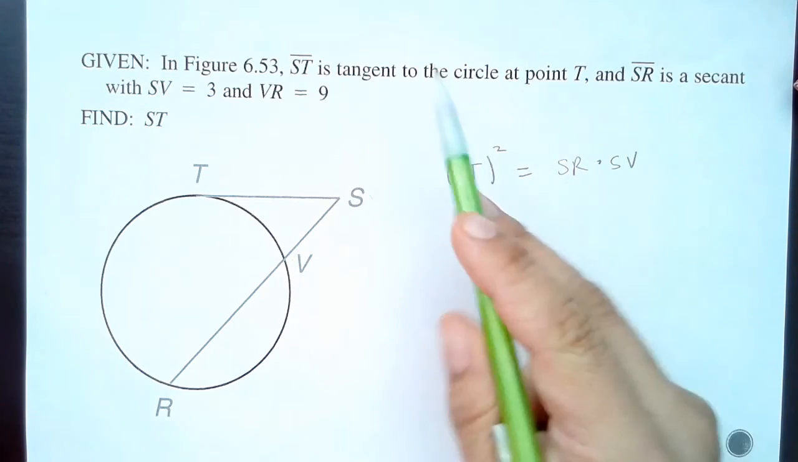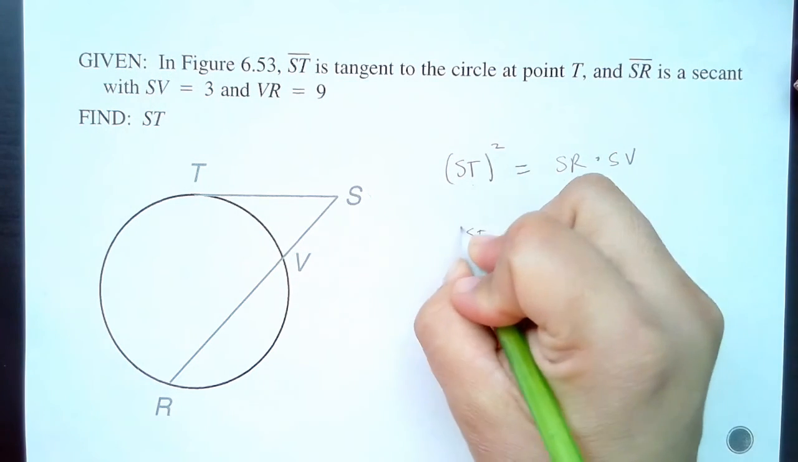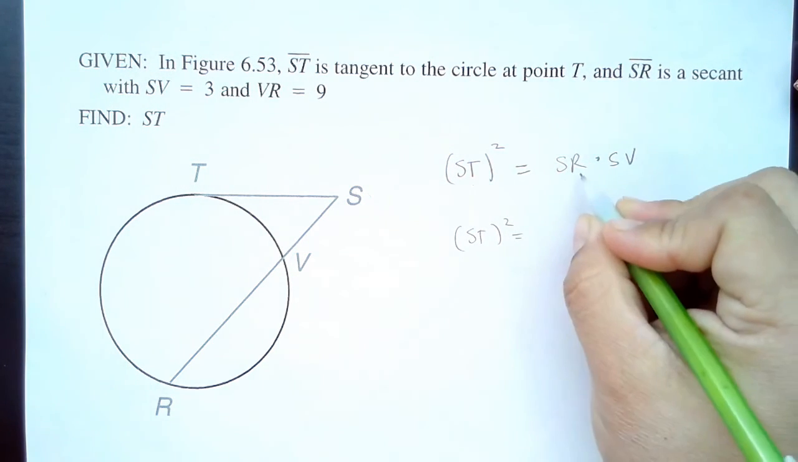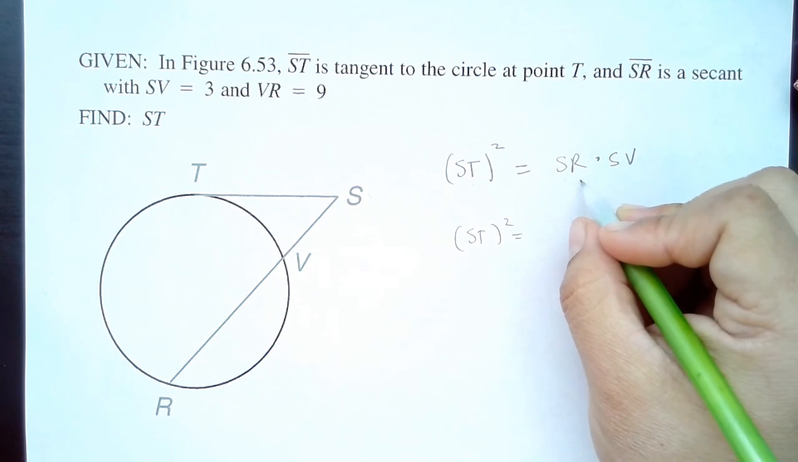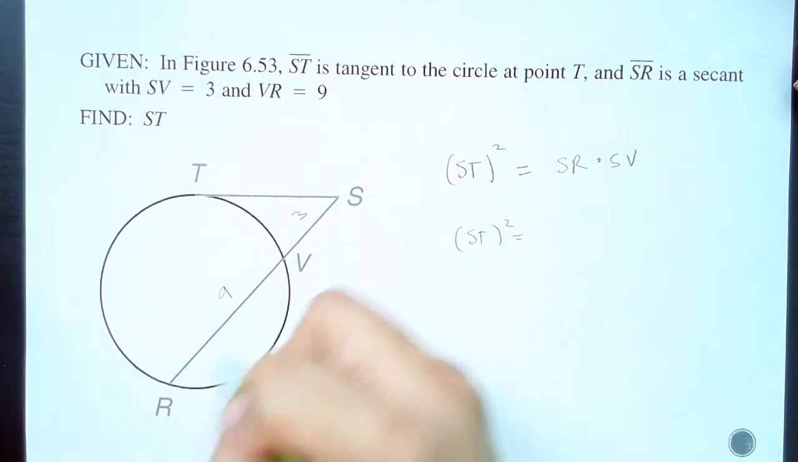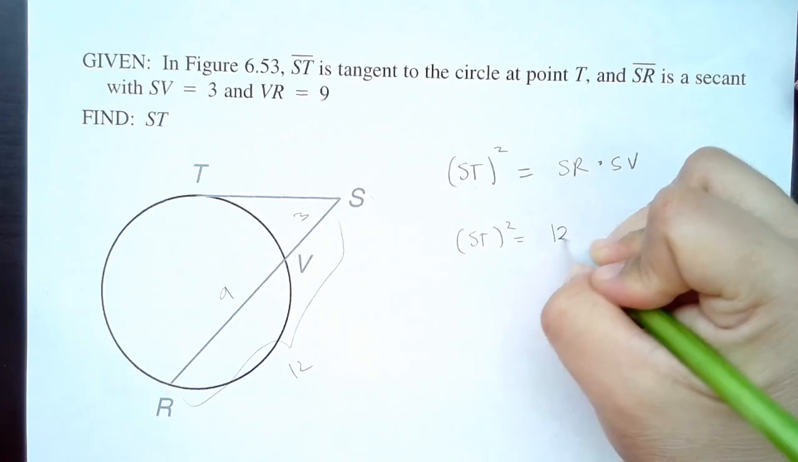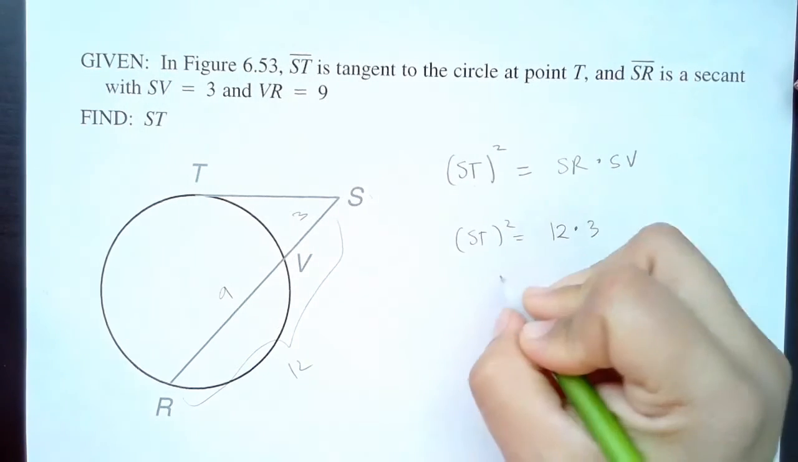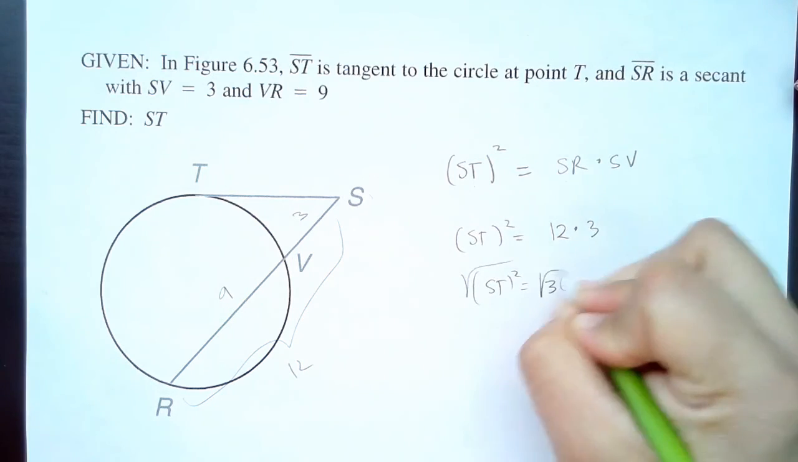So we have ST squared is equal to, and then we have SR. We don't know what SR is, but we do know what VR is. This is 9 and this is 3. So of course SR by segment addition postulate is going to be 12. So 12. And then SV is 3. So we have ST squared is equal to 36. So taking the square root, we have ST is equal to 6. Okay? Okay, so that's it.